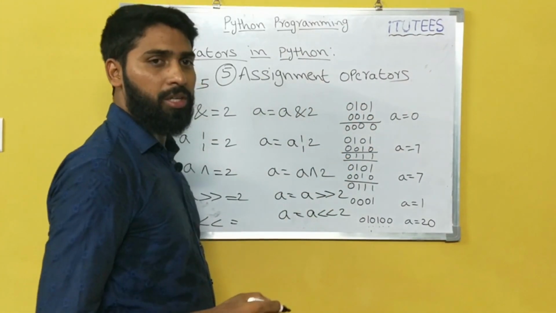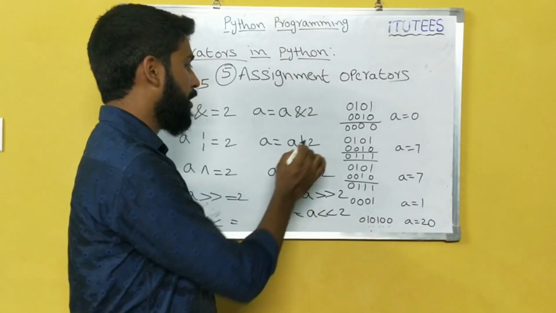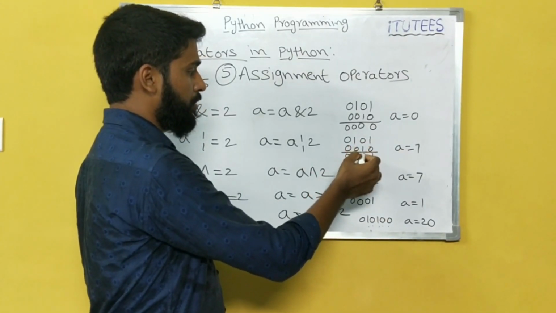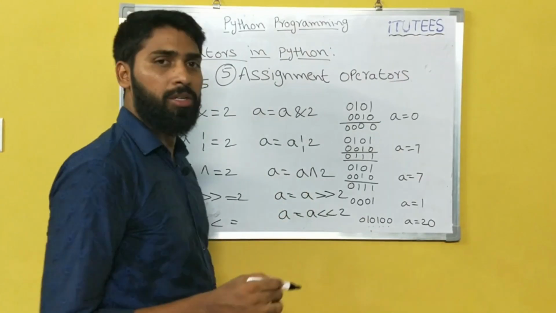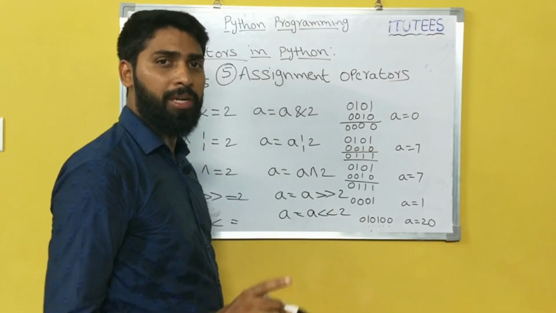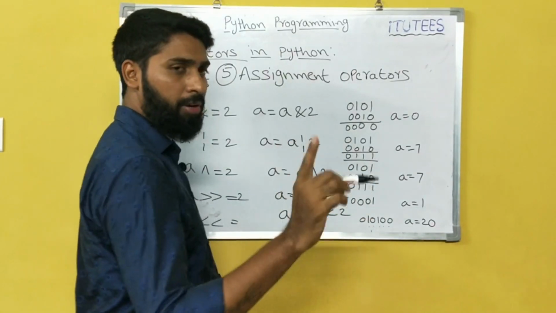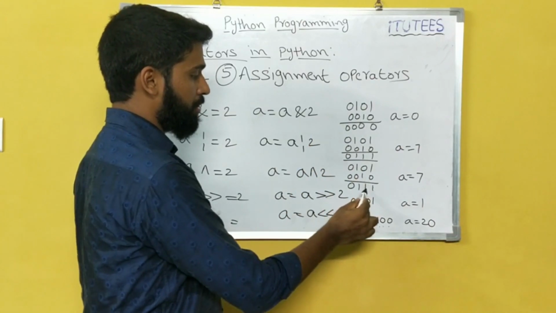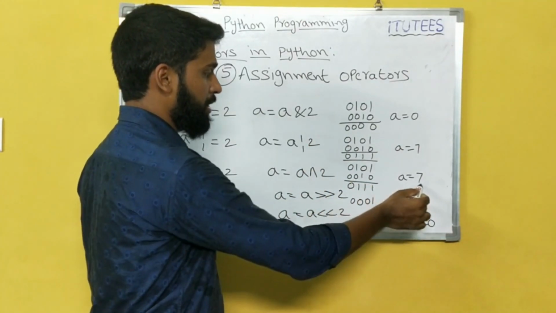OR operator: if one bit is 1, then the result bit is 1. 1, 0, 1, 0, 1, 1, 1, 0, 1, 0, 0, 0. XOR: if and only if one bit is 1, then the result bit is 1. In the 2 bits only one bit is 1, so the result is 1. In 0, 1, one bit is 1, so the result bit is 1. In this 1, 0, 1, 0, the equivalent number is 7.